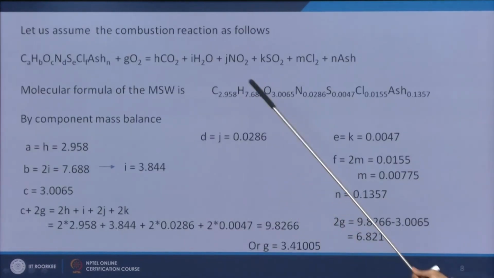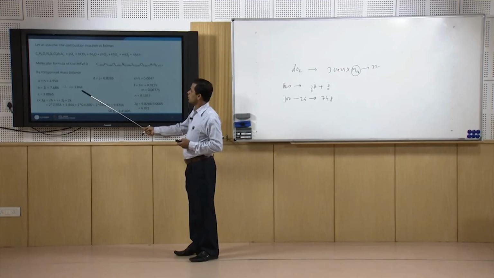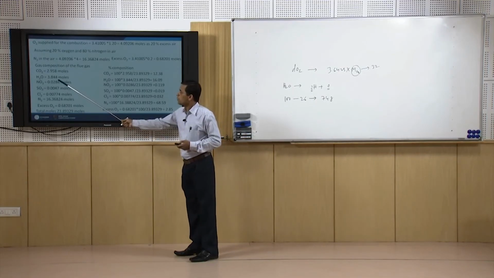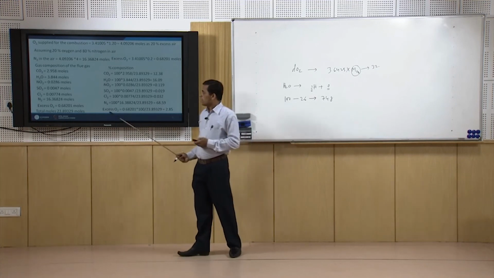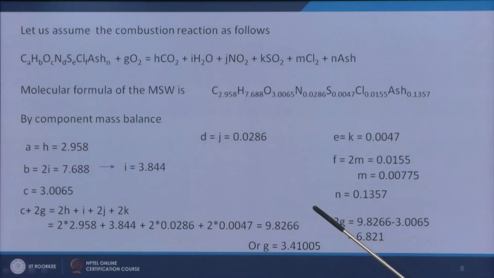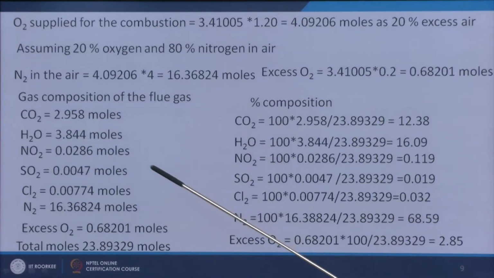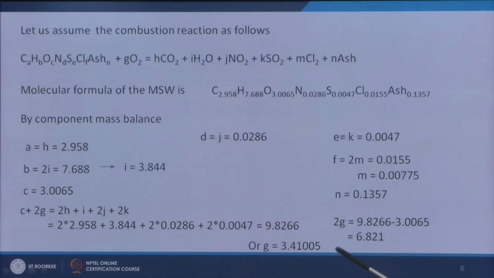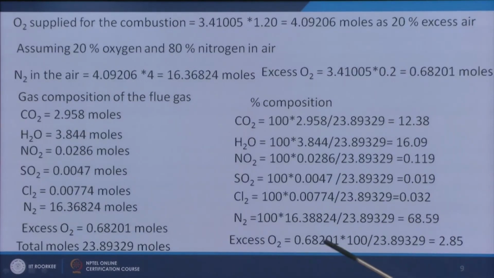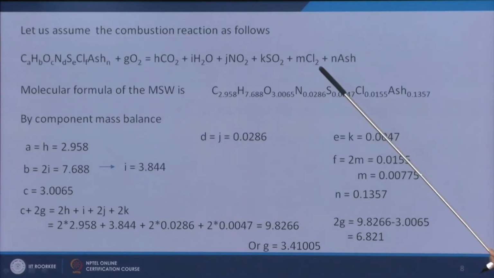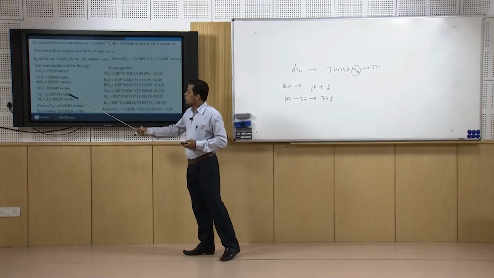H2O will be how much? I value is equal to 3.844, so it will be 3.844 moles. And NO2 value is J, and J is equal to 0.0286, so we are getting 0.0286 moles. SO2 will be how much? K value is equal to 0.0047, so we are getting 0.0047 moles. And chlorine, not chloride, chlorine, that will be M. So M value is equal to 0.00775, so that will be 0.00775 moles.